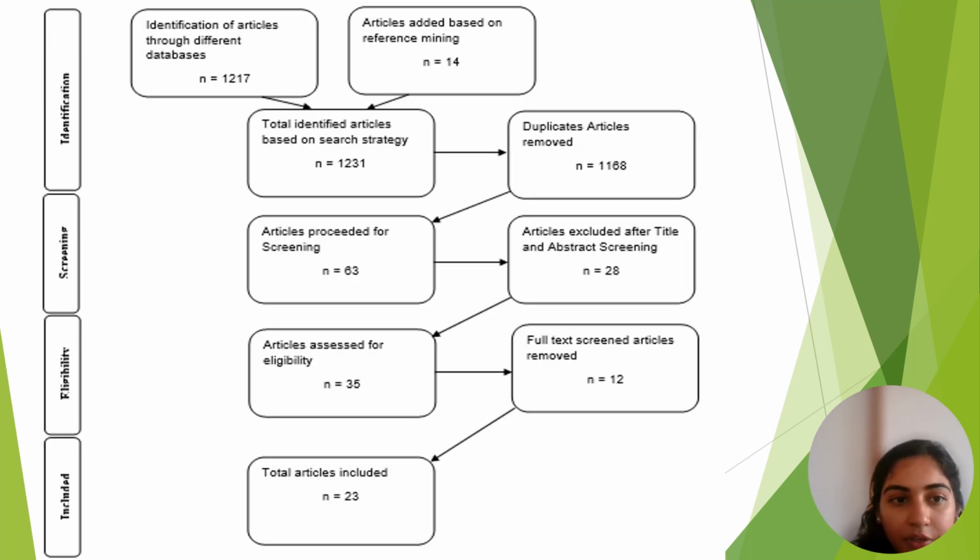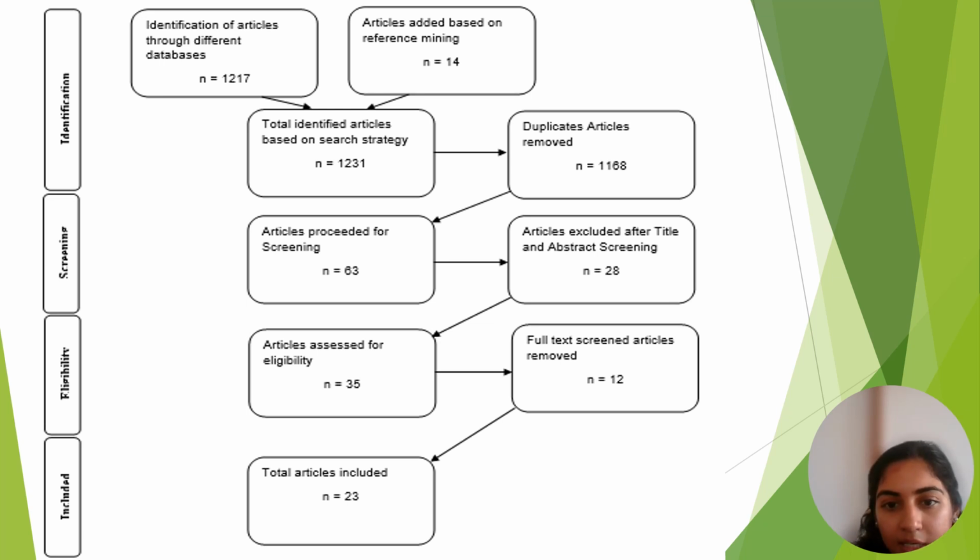In the identification process, through the different databases we found 1217 studies, and with the help of cross references we found 14 more studies. So the total was 1231 studies, out of which, with the help of the deduplication process, we removed 1168 articles. The remaining articles, 63 in number, were taken for the screening process.